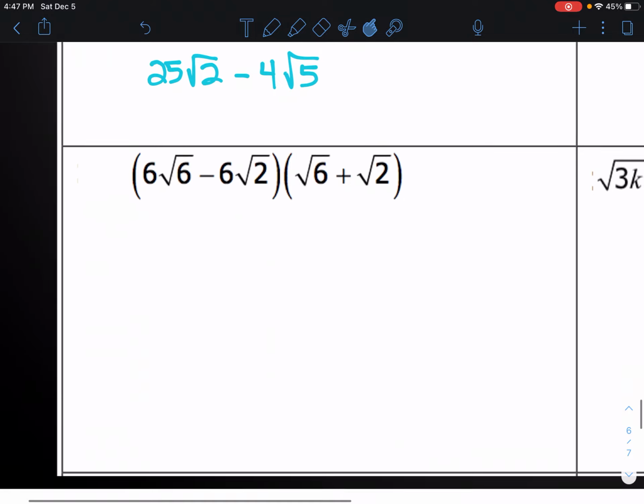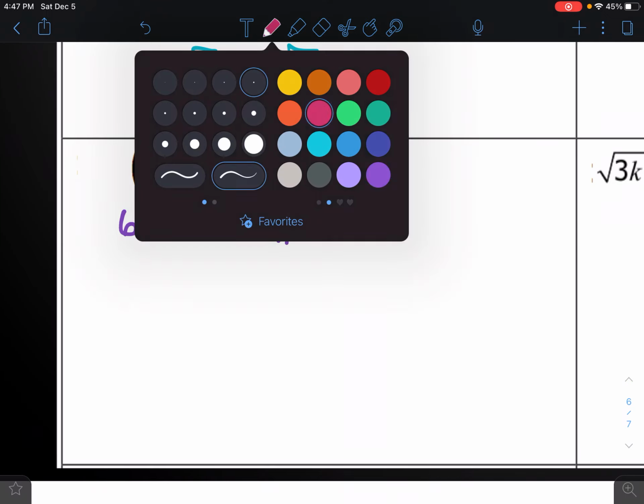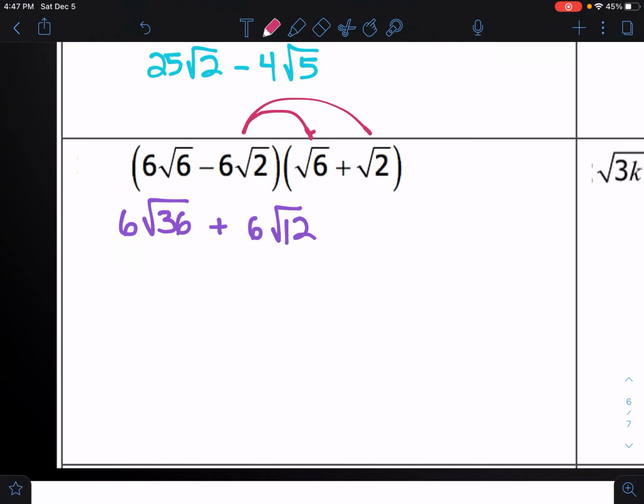Let's go down here. Okay, so we're going to go this times this times this first. Okay? So 6 times the square root of 6 times 6 is 36. Okay? Now we're going to go here times here. So that would give us 6 times the square root of 12. Okay, now we're going to do these two and then these two.